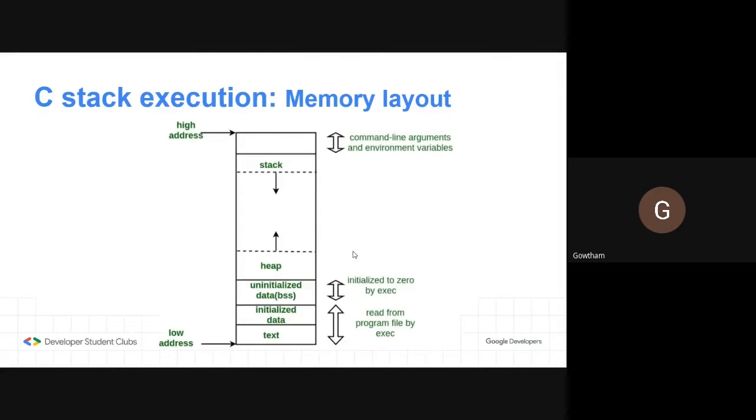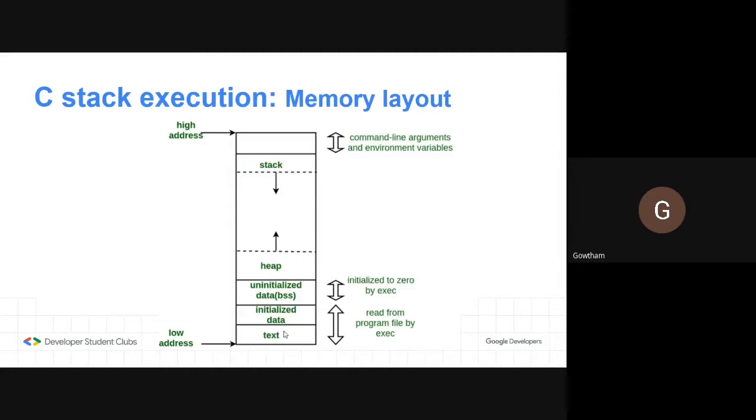So this is your memory, virtual memory. From the bottom we have the low addresses up to the high addresses. This is how it looks. This is what really happens. So the text here is your code, and it has only read-only permissions.